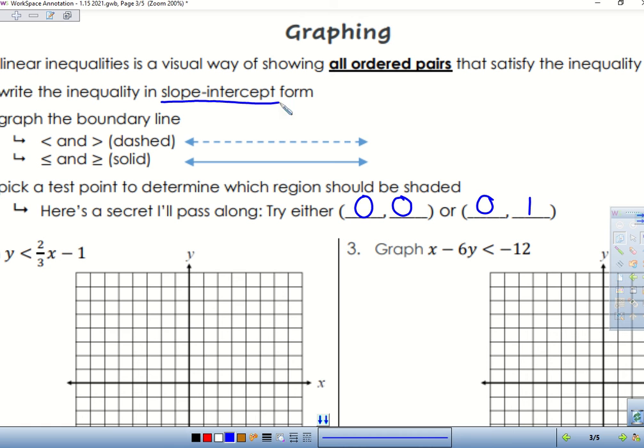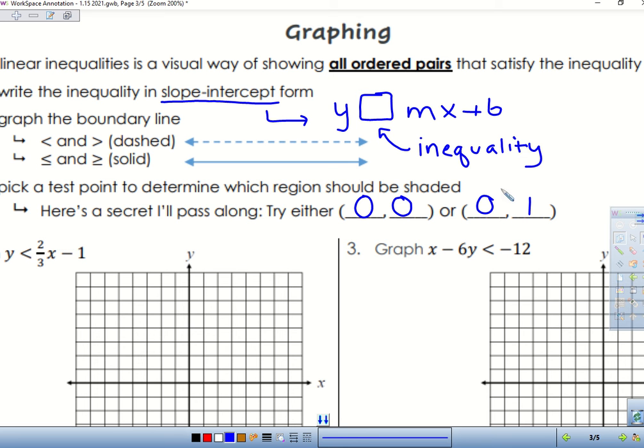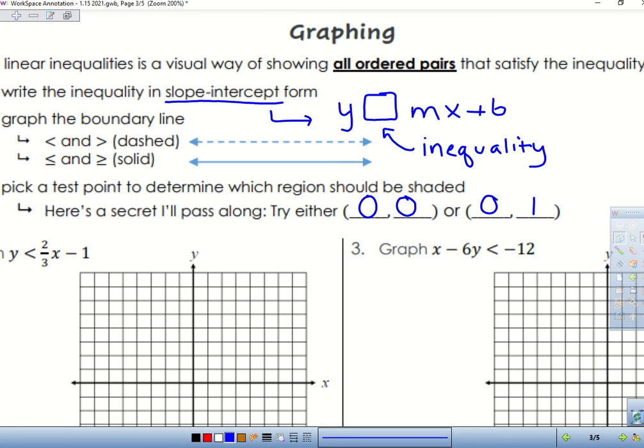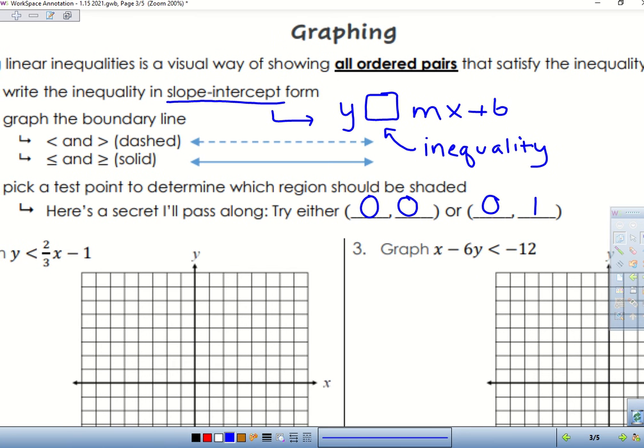When we say slope-intercept form, we mean in the form y, and then whatever inequality is going to go in this box, mx plus b. So this box is going to be an inequality. So it's very similar to y equals mx plus b form for linear functions, but the difference is we're dealing with inequalities here. Okay? So is everyone ready to try number 1? All right.